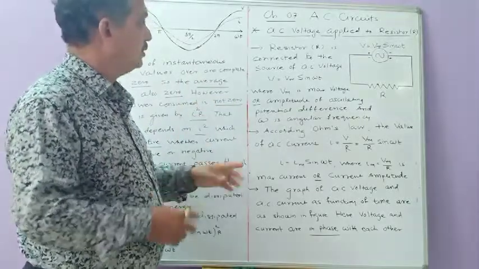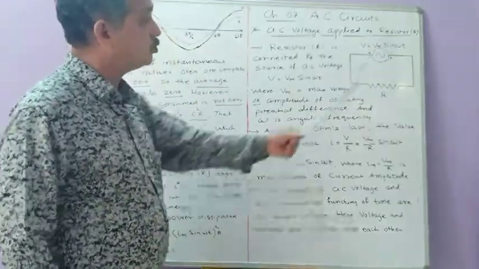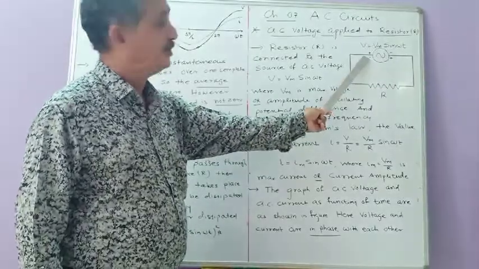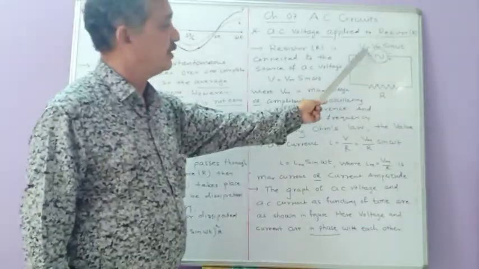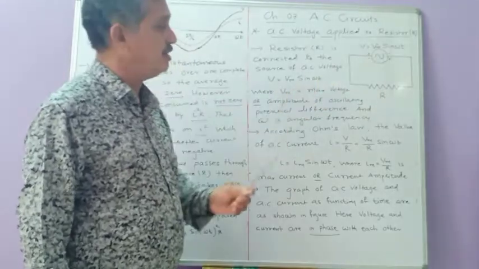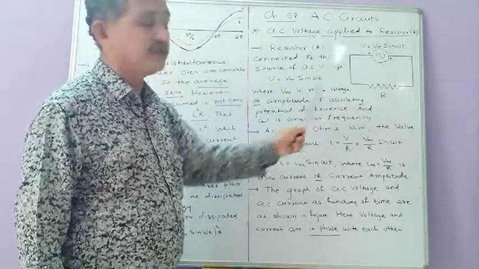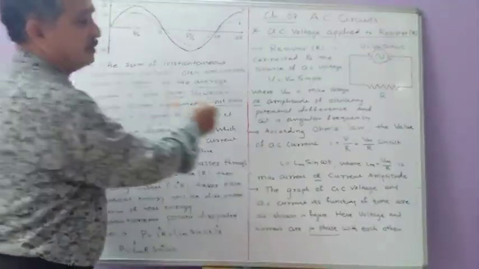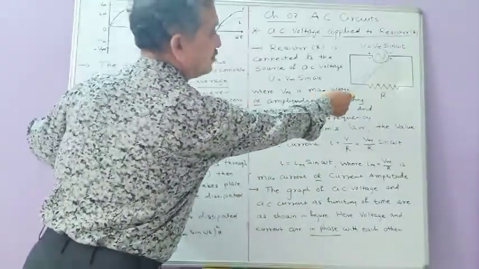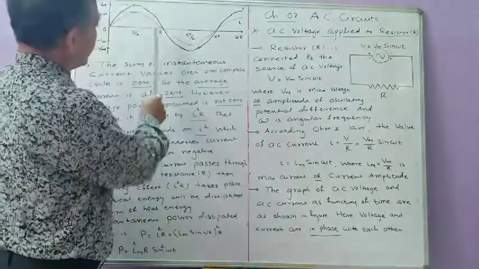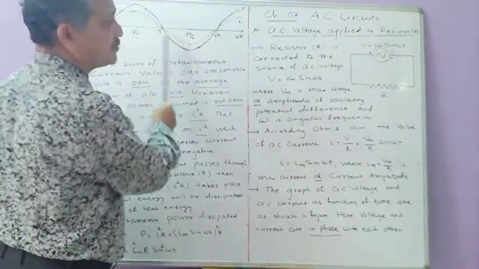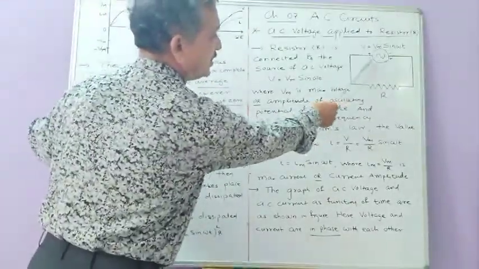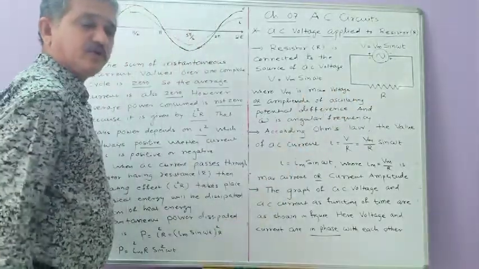So here is the AC voltage, and the symbol of the source of AC voltage is like this one. Here it is written V equal to Vm sin omega t, and this source is connected with resistance R. For the first half cycle, the first terminal is positive and the second terminal is negative. For the next, lower half cycle, the first terminal is negative and the second terminal is positive.